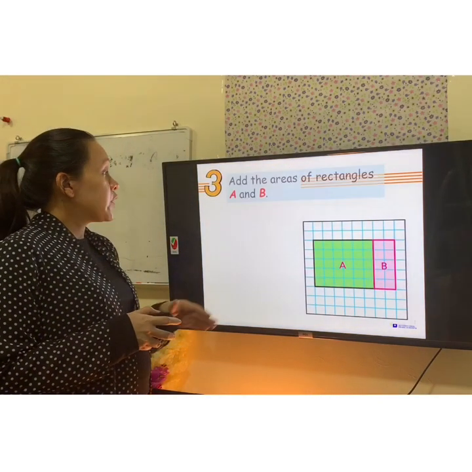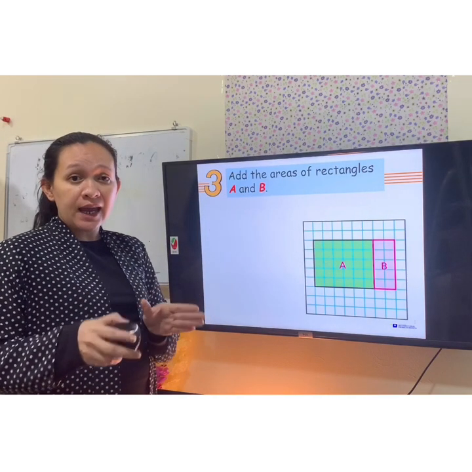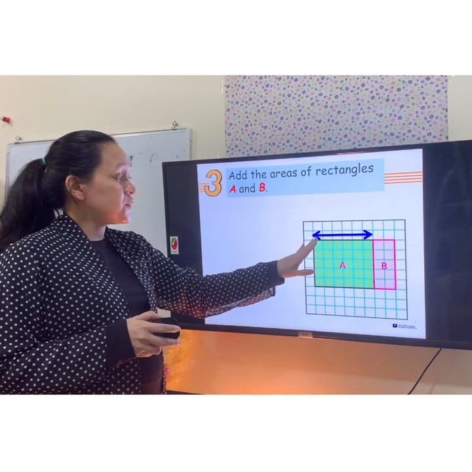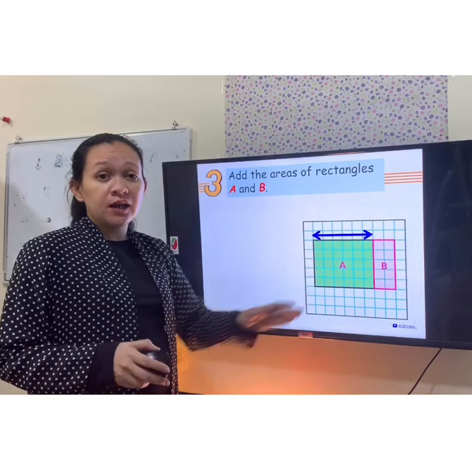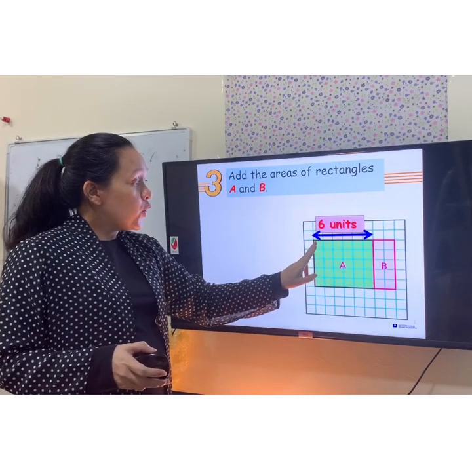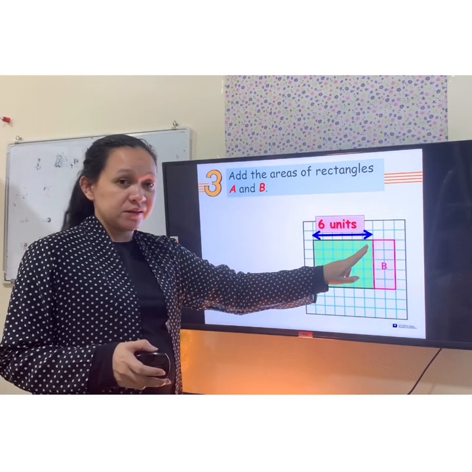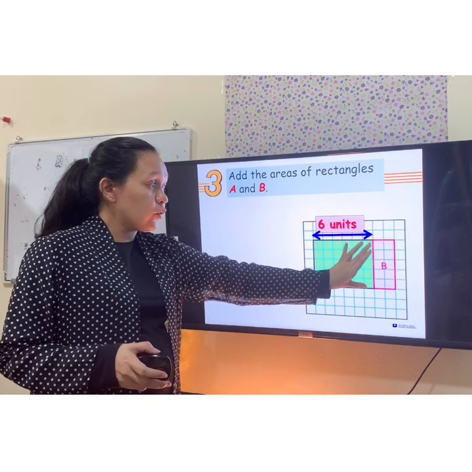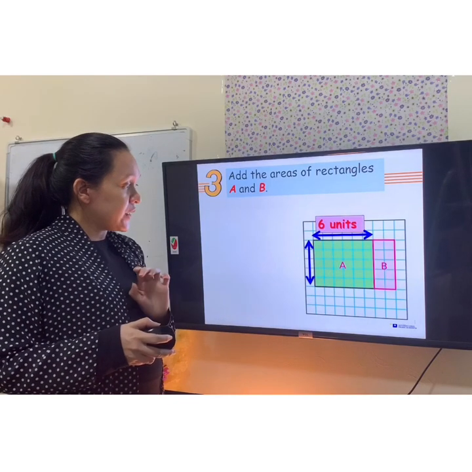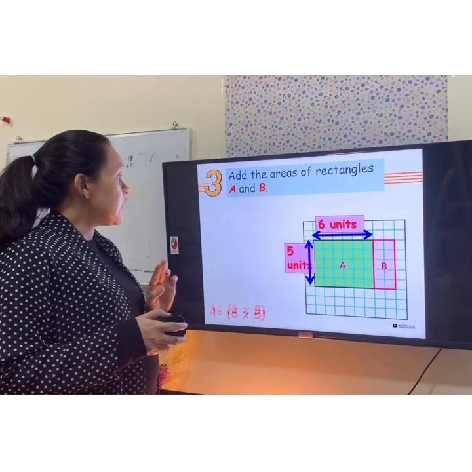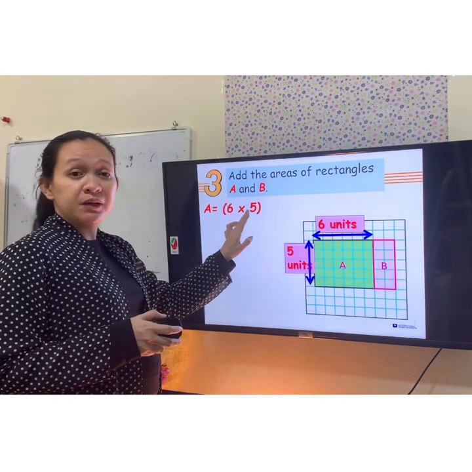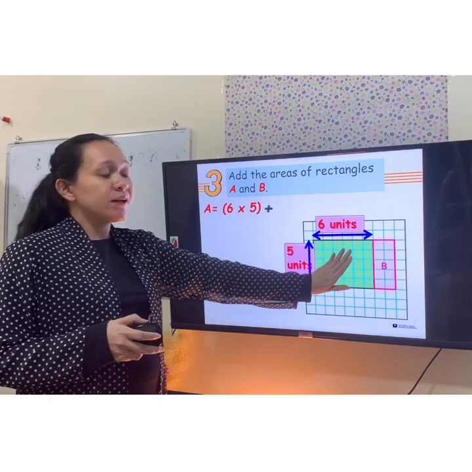Now, third, we are going to add the areas of rectangles A and B. How are we going to do that? Here, we first find the length of our rectangle A. If we count 1, 2, 3, 4, 5, 6, only until here because this is our rectangle A, it is 6 units. And in our width, we have 5 units. So we are going to write 6 multiplied by 5, and then we are done with rectangle A.